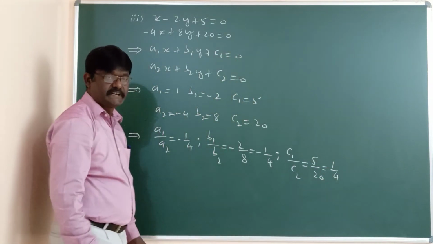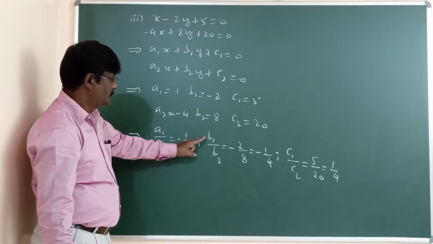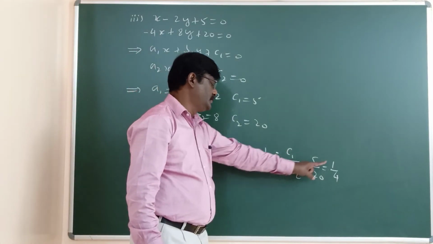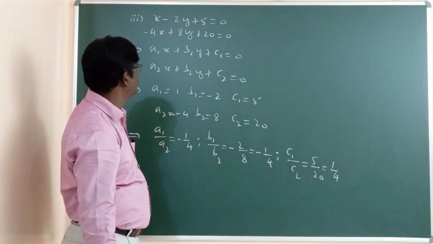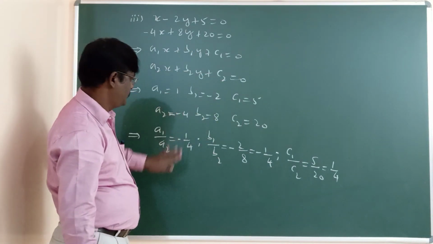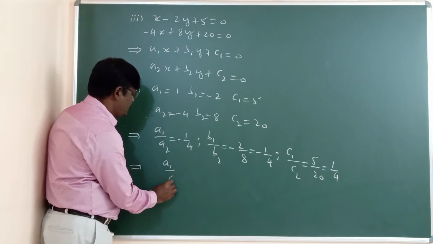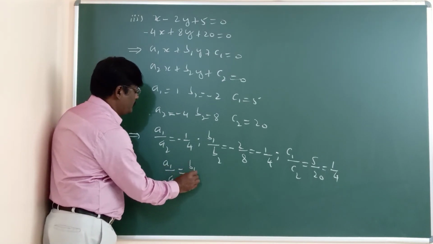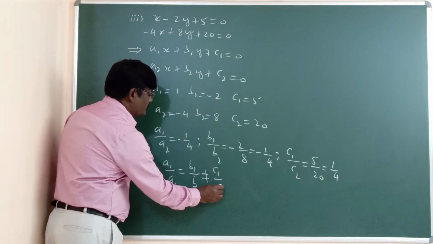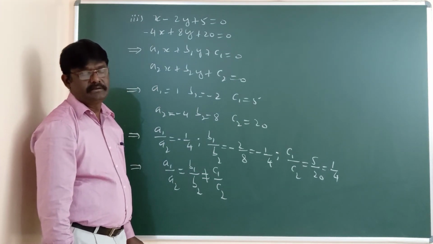Just study the ratios. a1 by a2 is minus 1 by 4, b1 by b2 is minus 1 by 4, c1 by c2 is 1 by 4. Check once again, 5 by 20. Therefore, this implies what, children? a1 by a2 equals b1 by b2, but not equal to c1 by c2. Then what type of lines will we get?